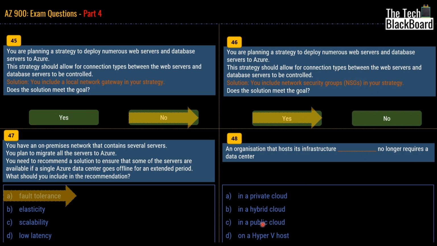Then we have public cloud. So public cloud is a cloud offering in which you move your infrastructure entirely to the public cloud. And in this case, you won't require a data center. Hyper-V is not even remotely related to what we are talking in the question. So ruling that out, we have the correct answer as public cloud. So when an organization moves to public cloud, it no longer requires data center. So you have to fill public cloud here.